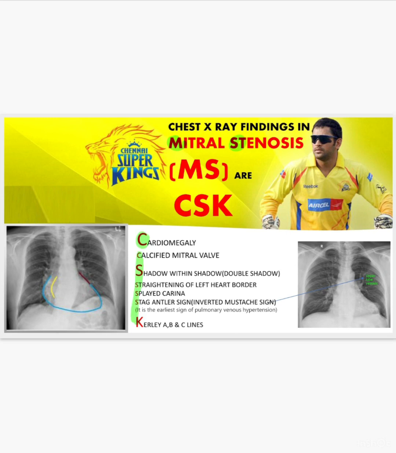C for cardiomegaly, it looks apparently big. C for calcified mitral valve. S for shadow within shadow, that is known as double shadow. S for straightening of your left heart border. This left heart border gets more straightened. S for splayed carina. S for stag antler sign, which we have already done, that is your inverted mustache sign. And K for curly A line, B line, and curly C lines. So you can remember very easily with this mnemonic, Chennai Super King: cardiomegaly, calcified mitral valve, shadow within shadow, splayed carina, straightening of left heart border, and curly A, B, C lines. This is your chest x-ray finding in your mitral stenosis.